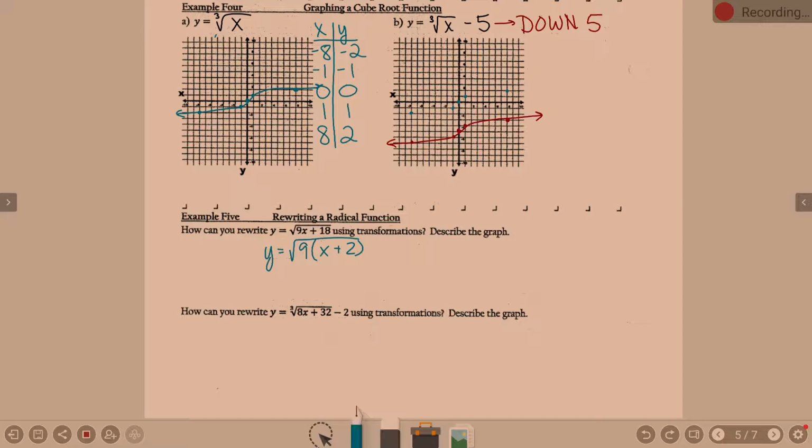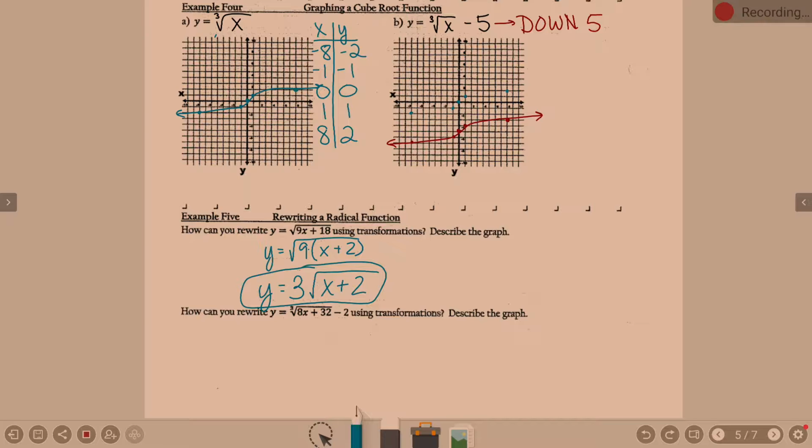That 9, because it is a factor now, I could not take the square root of 9 when it was just 9x and there was still that plus 18. But now that I have 9 times this x plus 2, I can. The square root of 9 is going to be 3, and that's going to go outside the square root. What is still under the square root? Okay. So the first question was, how can you rewrite this using transformations? I just rewrote this so that I know what's being done. Okay, describe the graph.